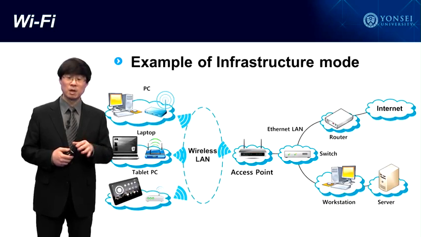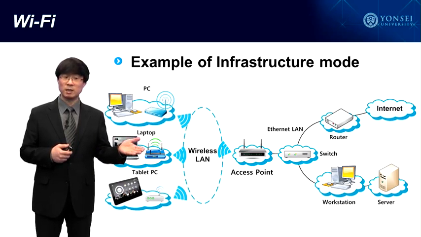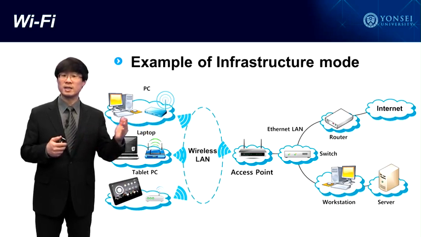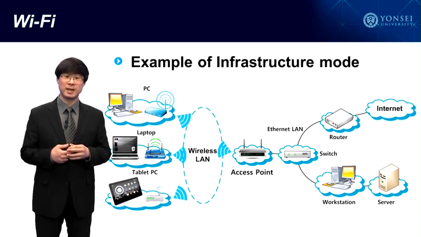An example of an infrastructure mode looks like this. As you can see, there's the access point connected to an Ethernet local area network, and through the wireless connection, basically we have a PC, laptop computer, and other types of smart devices that can be connected.